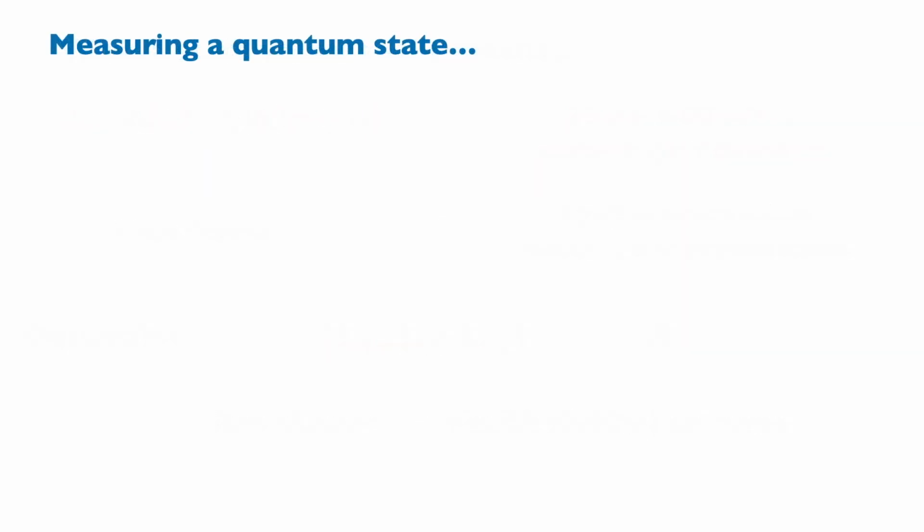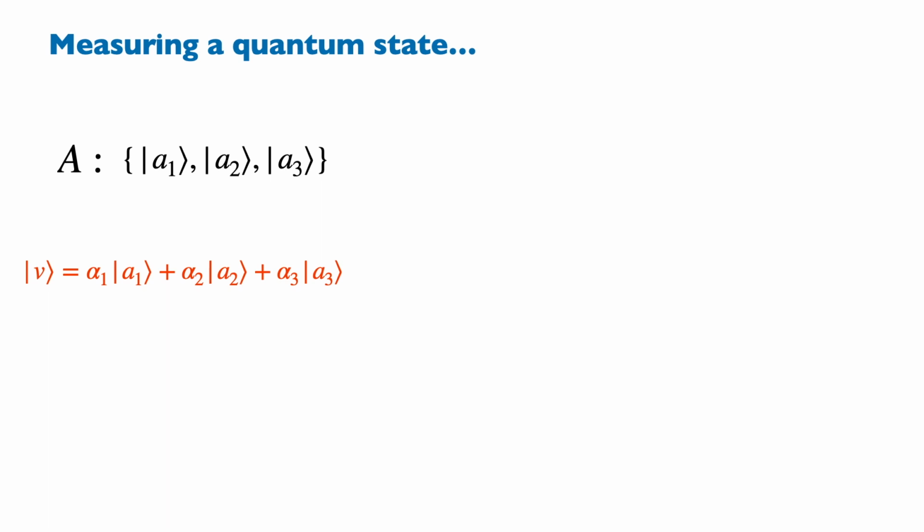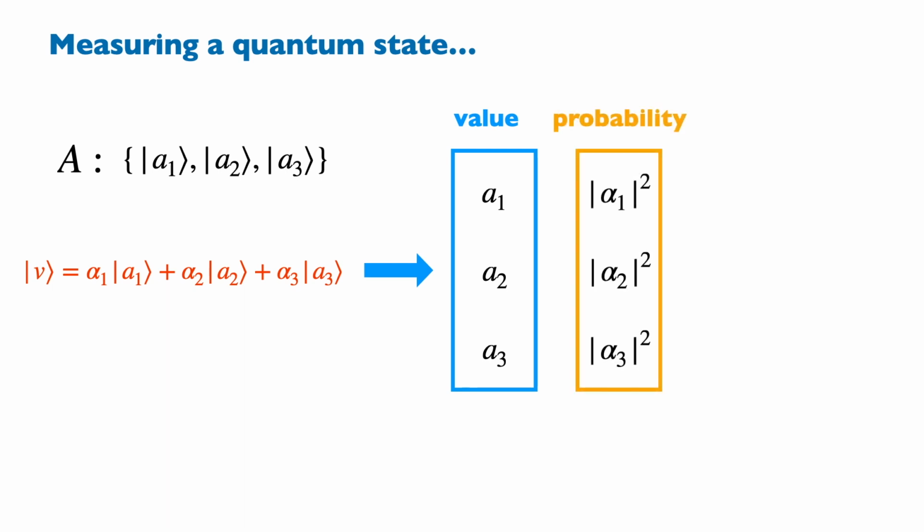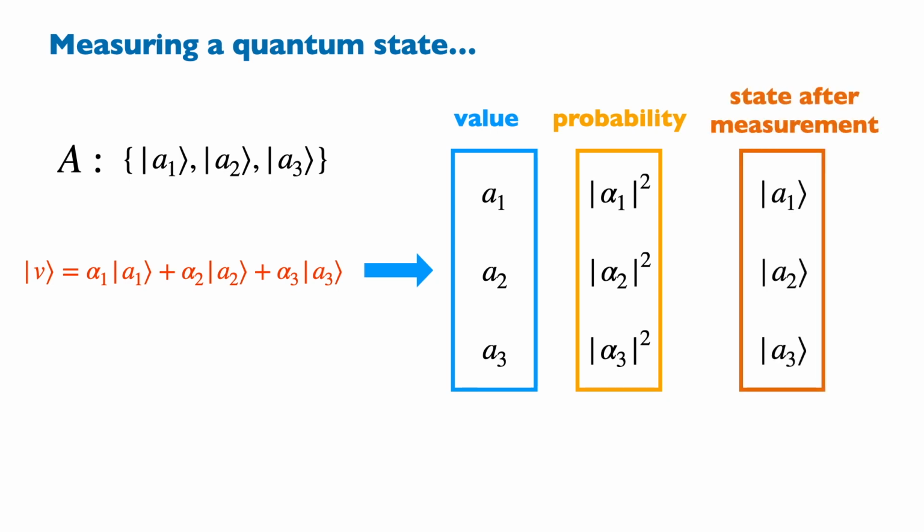The process of measuring an observable A of a quantum state V goes as follows. The state V before measurement can be expressed in terms of the basis states associated with A. After measurement, one of the possible values A1, A2, or A3 is obtained. Each of these values occurs with the probability given by the absolute square of the corresponding alpha. The system then ends up in one of the states that corresponds to the measured value A.